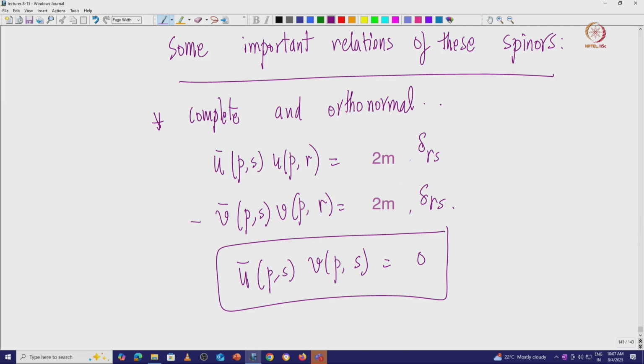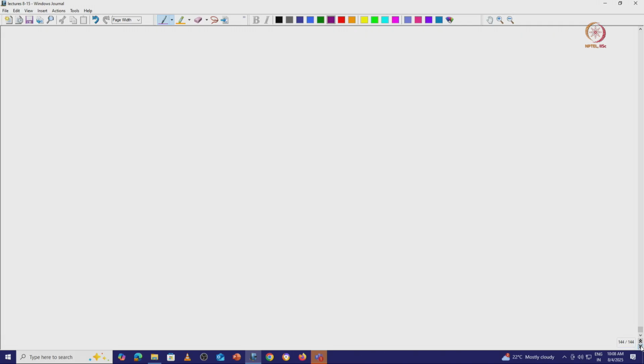While this is like an inner product of the spinors, there is also one more relation between these 2 spinors which makes it very important when we are calculating amplitudes, when we are looking at processes including, say, electromagnetic theory or interactions. So, the other important relation is the completeness relation, which is like an outer product.